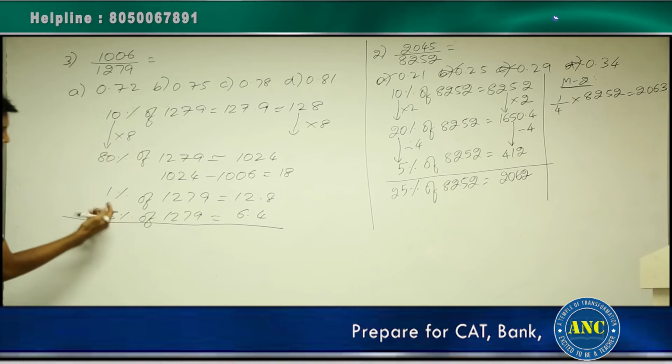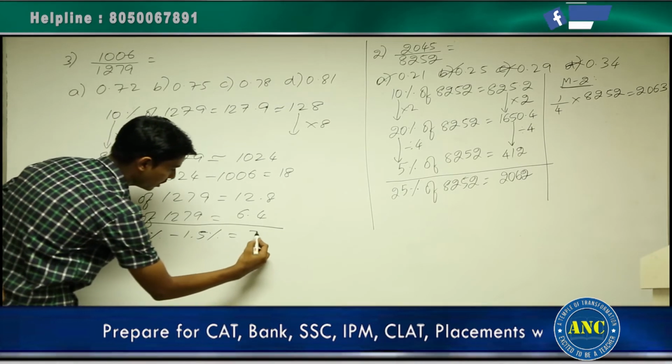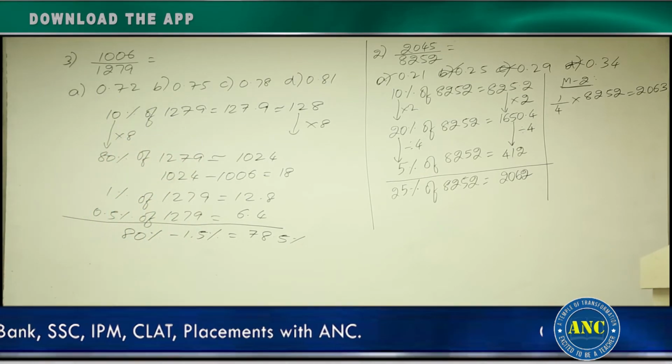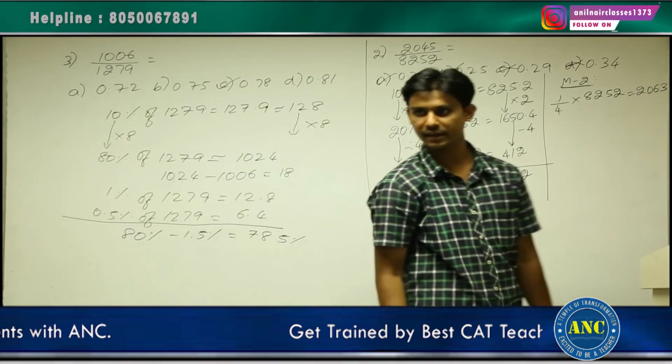That means 80% minus 1.5% is your answer, which is 78.5%. Approximately 78%. 0.78 is your answer. Getting the idea, right?